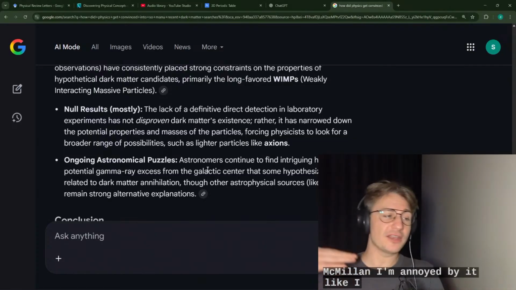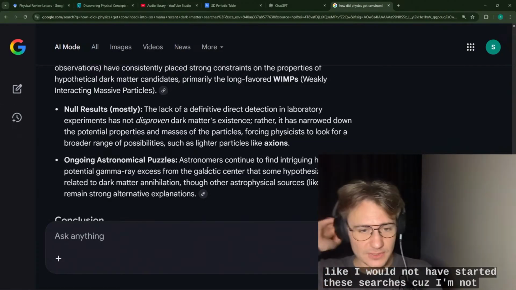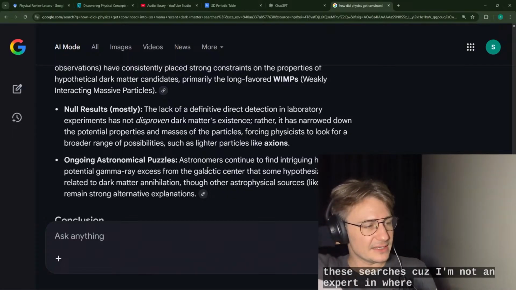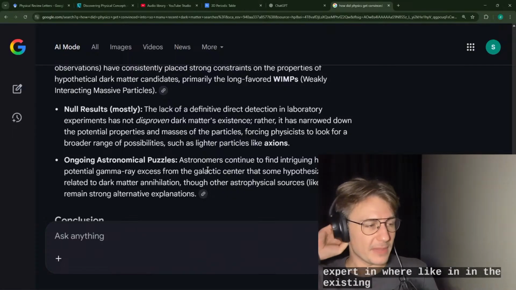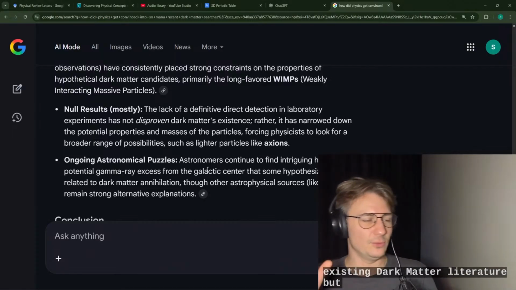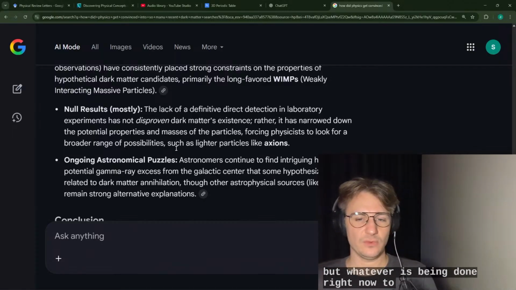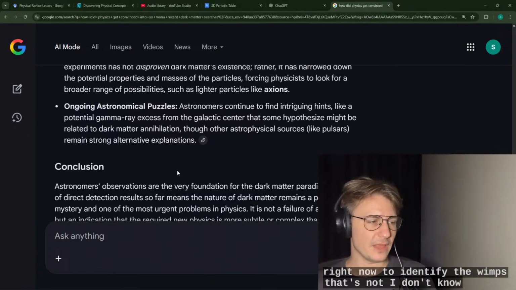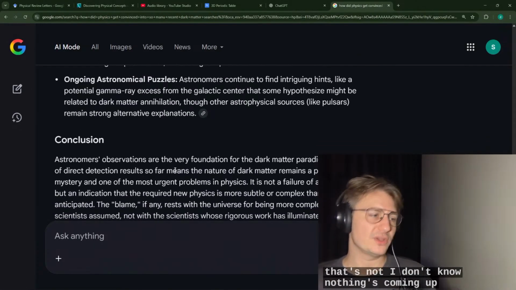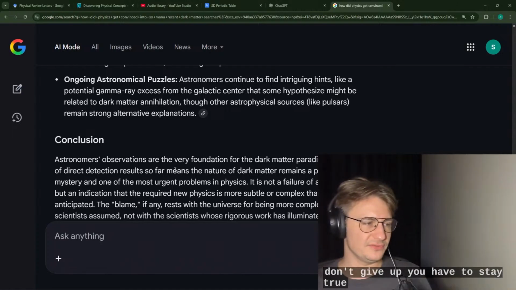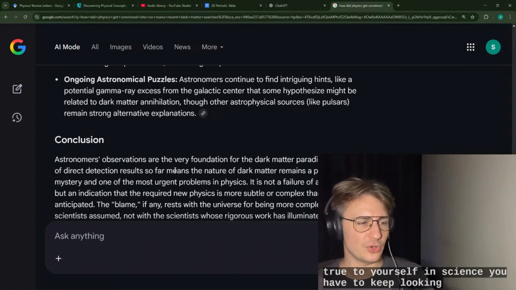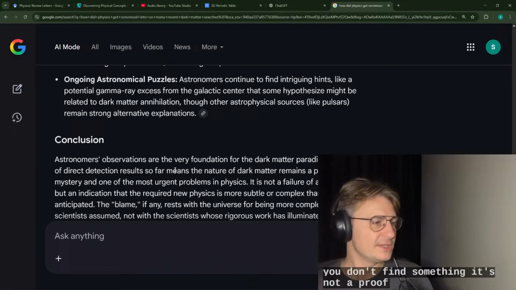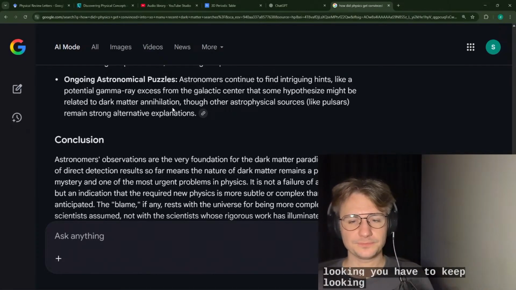Like, I would not have started these searches because I'm not an expert in the existing dark matter literature. But whatever's being done right now to identify the WIMPs, that's not, I don't know. Nothing's coming up. Don't give up. You have to stay true to yourself in science. You have to keep looking. And when you don't find something, it's not a proof. You just keep looking. You have to keep looking.